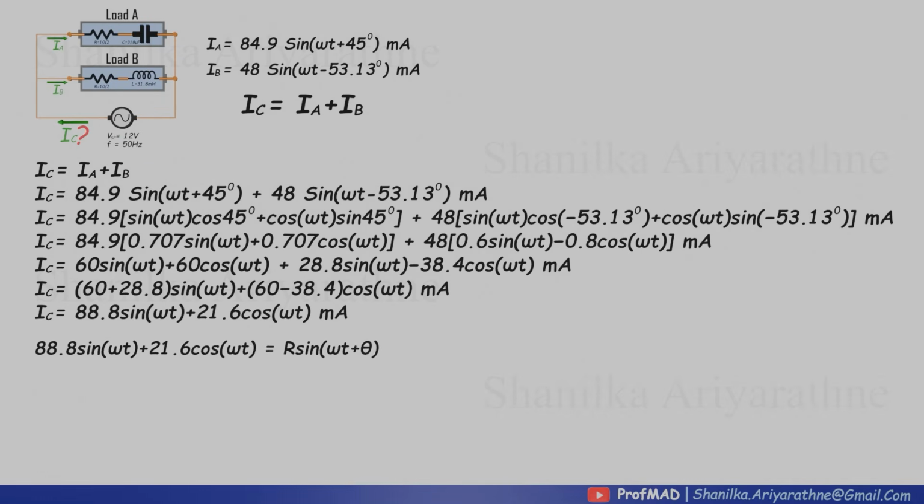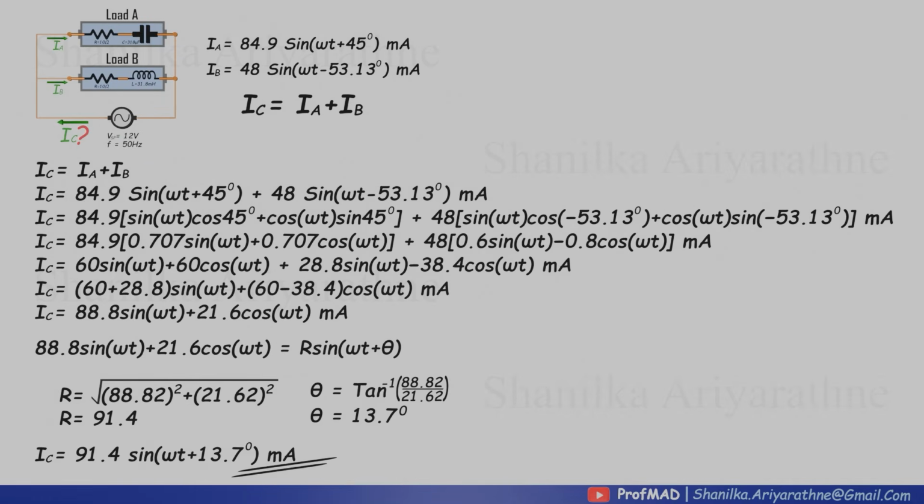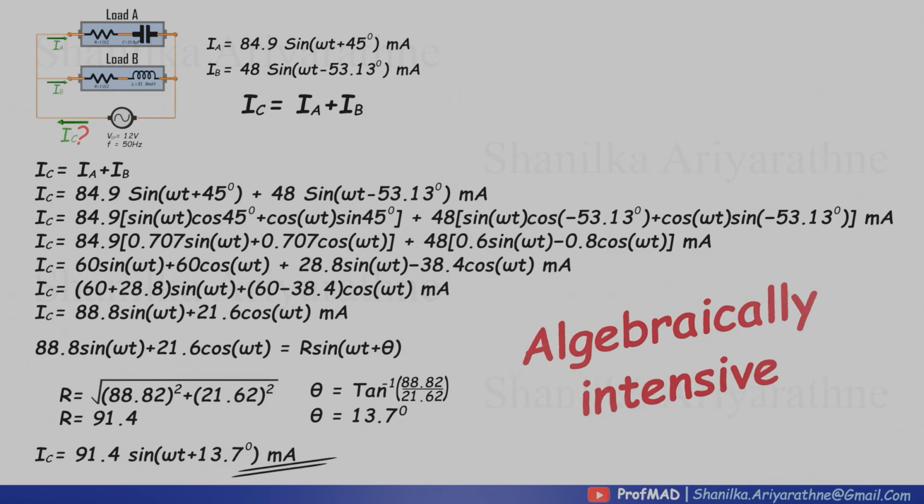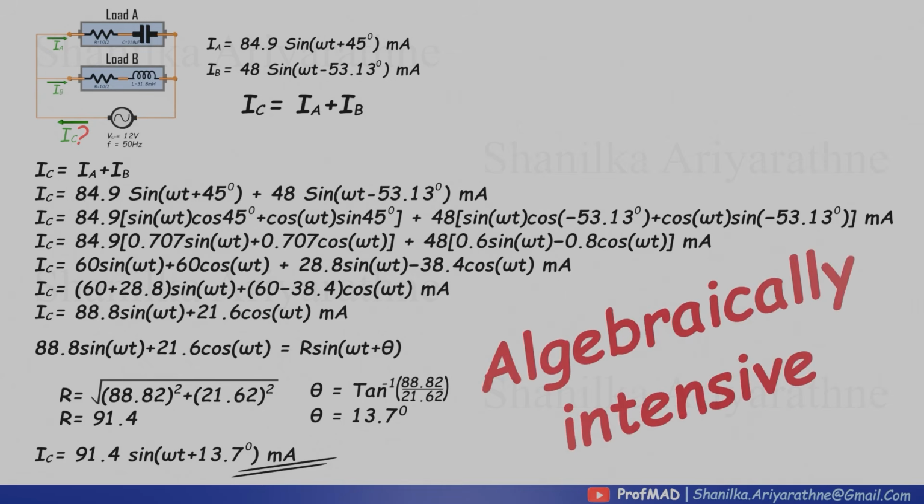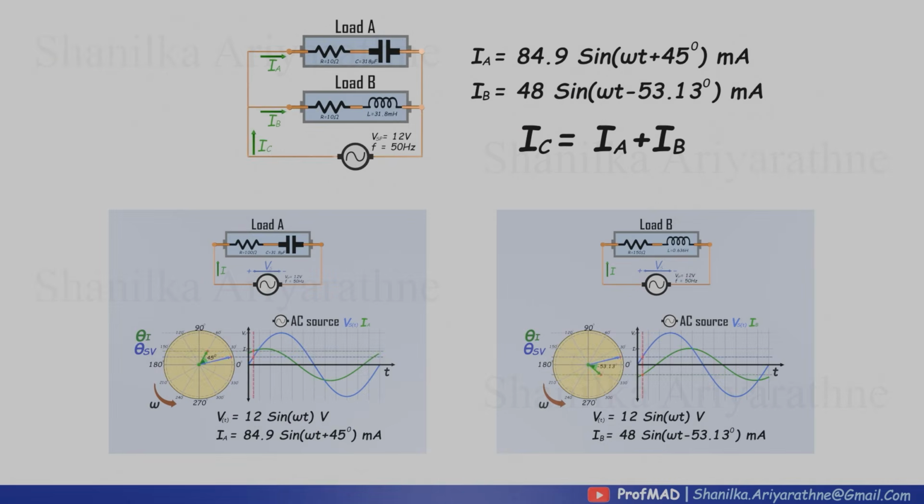We would need to break each waveform into sine and cosine parts, add the matching parts together, and then rebuild the result into one new sine wave with its own amplitude and phase. That method is correct, but it takes a lot of steps, and the more branches we add, the easier it is to make mistakes. That's why we usually move to a more visual approach, phasor diagrams.